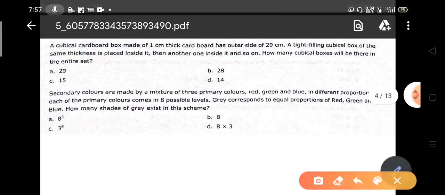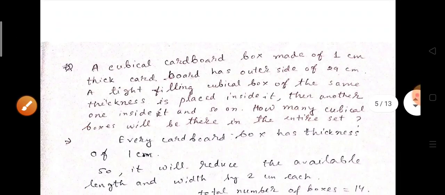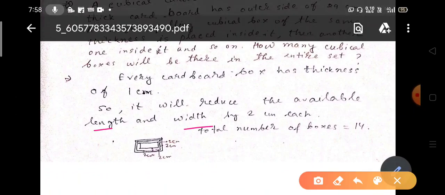So they are 1 centimeter thick. So whenever you are putting one box inside the other box, it has a thickness of 1 centimeter, and the previous box which is already there also has a thickness of 1 centimeter. So the total thickness it is covering is 2 centimeter. It is both lengthwise and breadthwise. So the outer side is 29 centimeter. So how many cubical boxes will be there? There will be a total of 14 boxes, because the available length and width will reduce by 2 centimeter for each box.